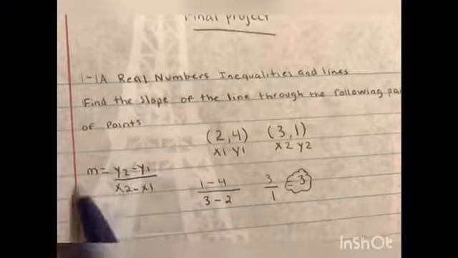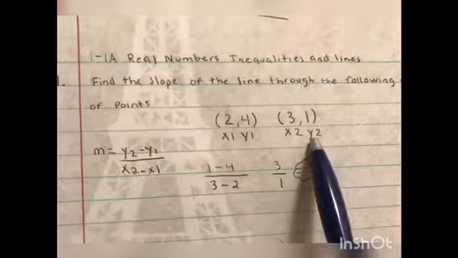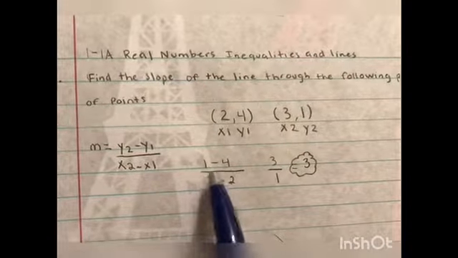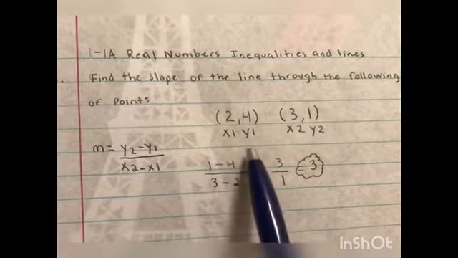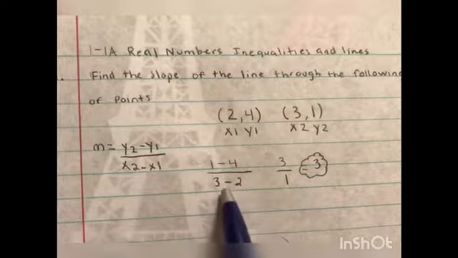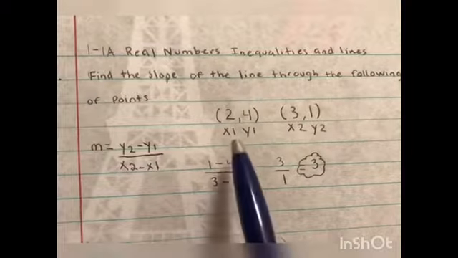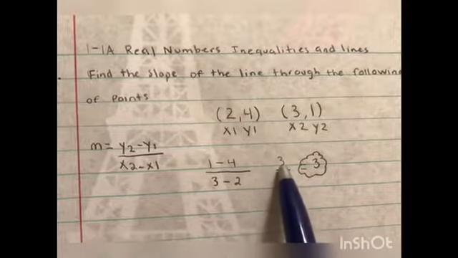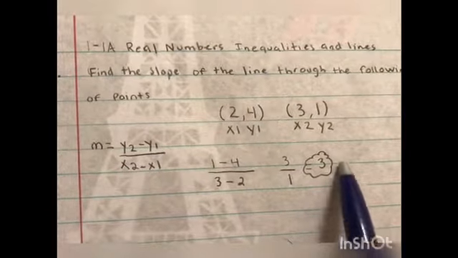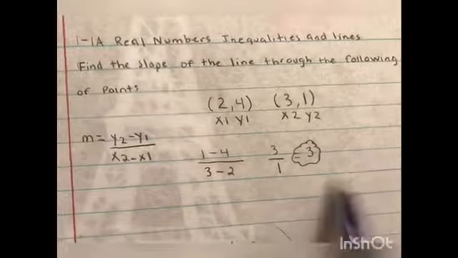So then you plug it in, and your y2 would be 1, and then you put the minus sign, and then y1 would be 4. Then you do x2, which is 3, minus x1, which is 2. That would be negative 3 over 1, so your slope comes out as negative 3.